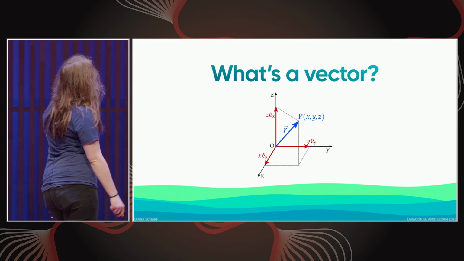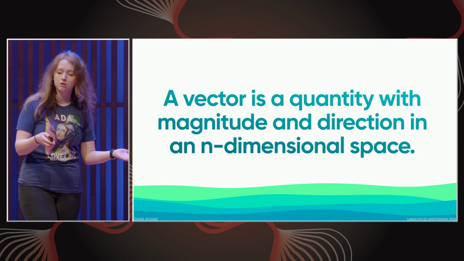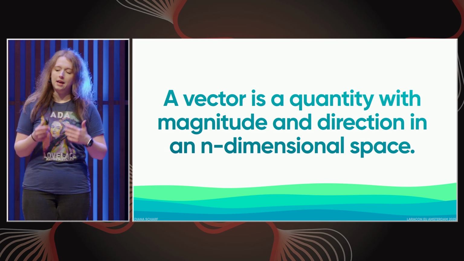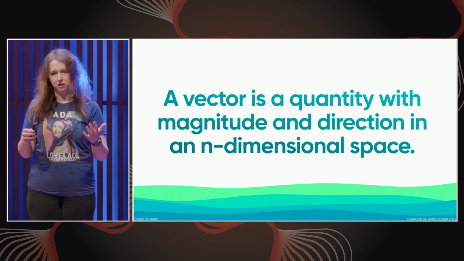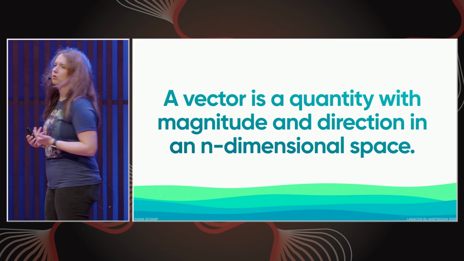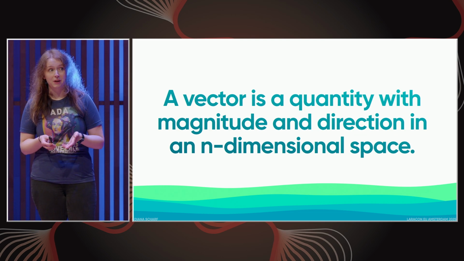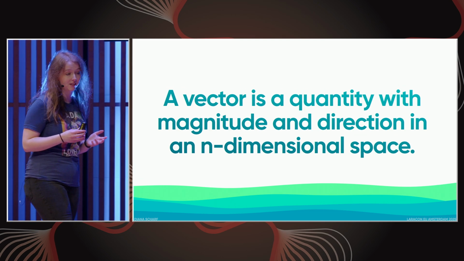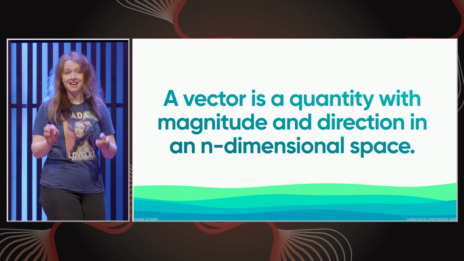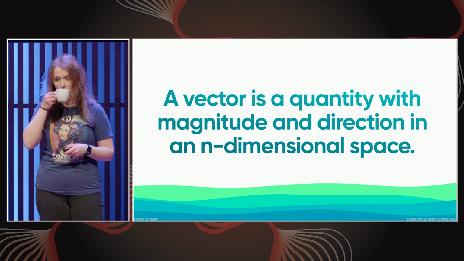A vector is a quantity with magnitude and direction in an n-dimensional space. A quantity is something we can measure. And we as humans can imagine vectors with 2 and 3 dimensions pretty well, but since vectors are mathematical entities, they can exist in any number of dimensions, and that is pretty important for later.